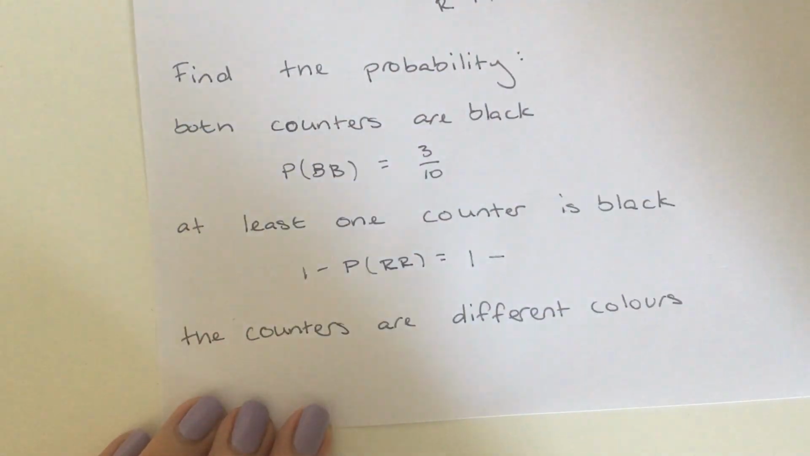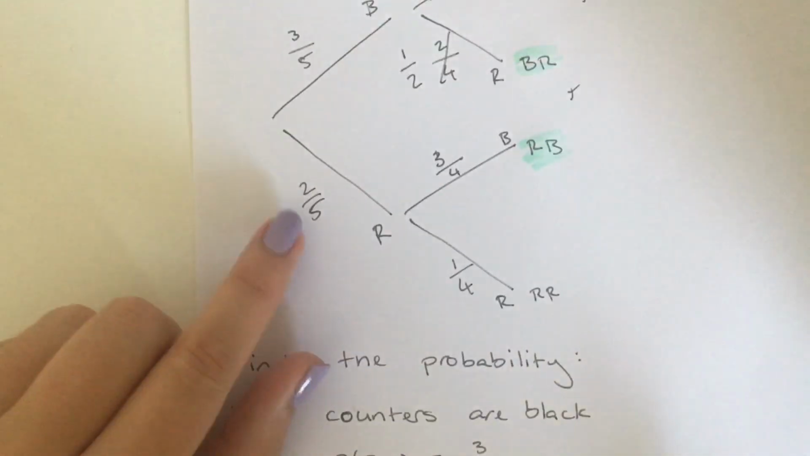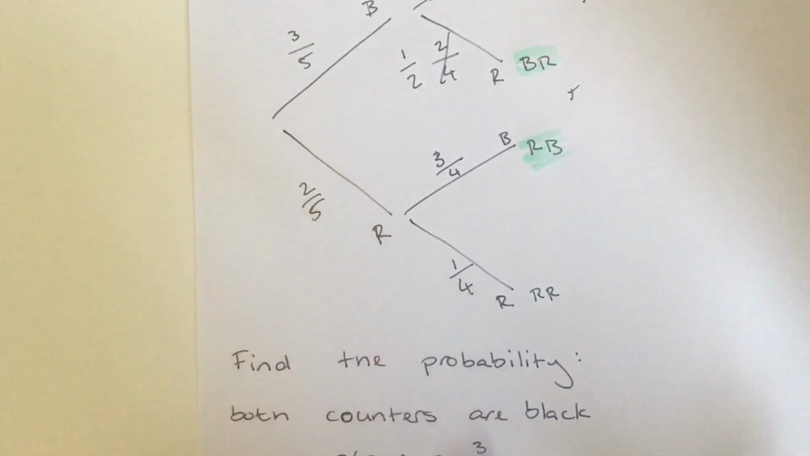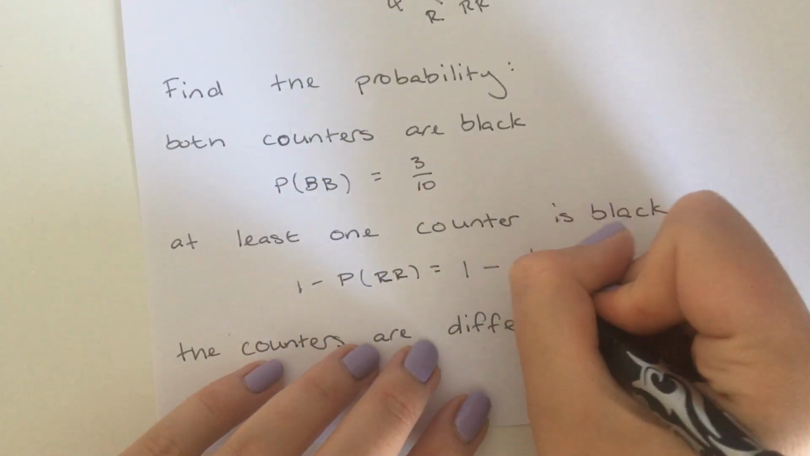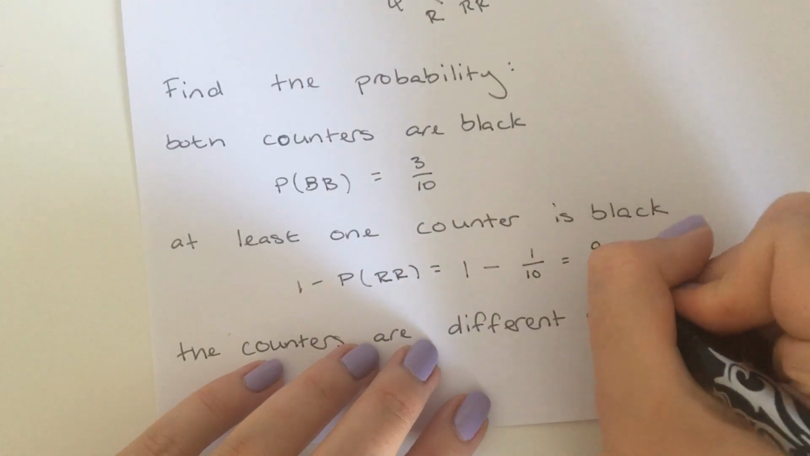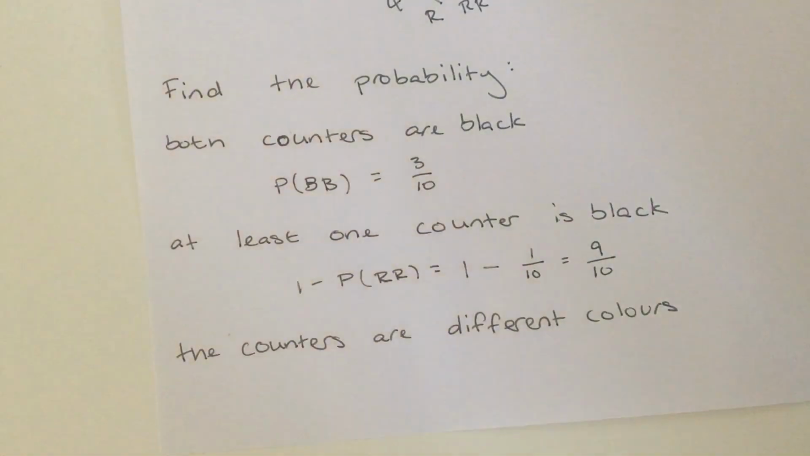So 1 minus the probability that both counters are red is going to be 2/5 times 1/4, so that's 2 over 20, 1 over 10. 1 minus 1/10 is 9/10.